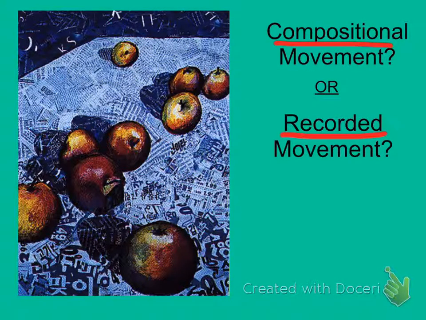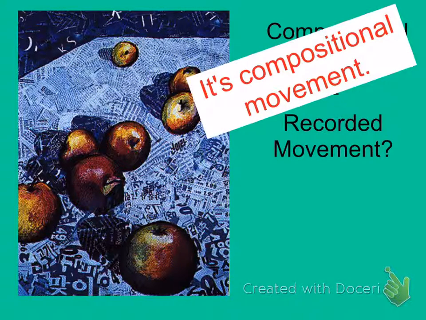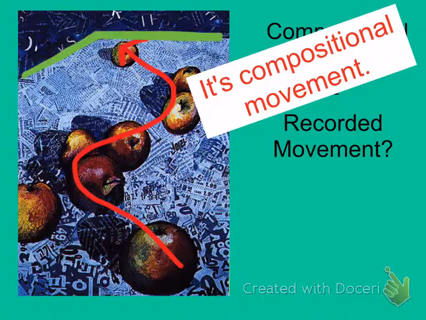Does this artwork show compositional or recorded movement? It shows only compositional movement. The artist creates a path of apples for our eyes to follow along, starting at the bottom and curving up like a backward S up to the top. The edge of the table near the top serves to stop our eyes from traveling off the composition.